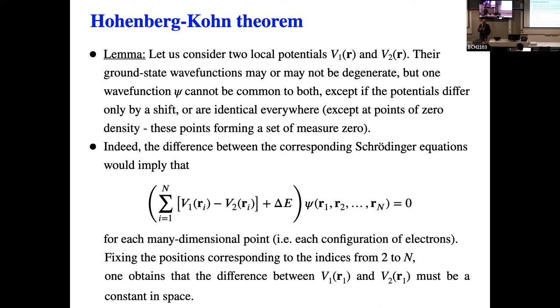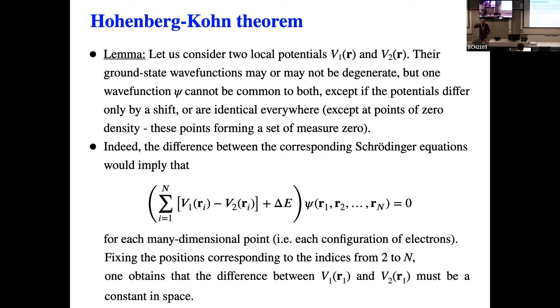Let's stick to the case that if the two potentials V1 and V2 differ by something other than just a constant, they cannot have the same wave function that is an eigenfunction, okay? And so how do you prove that? Basically you write, let's say, that if there were such a wave function psi that would be common to both of them, you have H1 psi, where H1 is the Hamiltonian associated to V1. So H1 psi is equal to a given energy E1 psi.